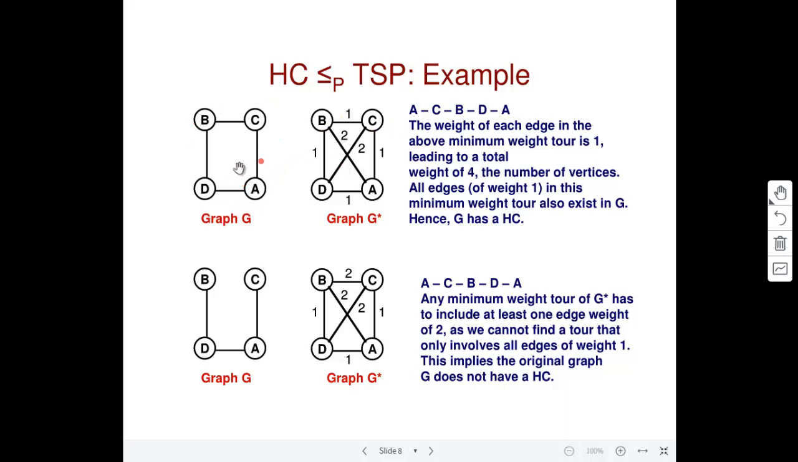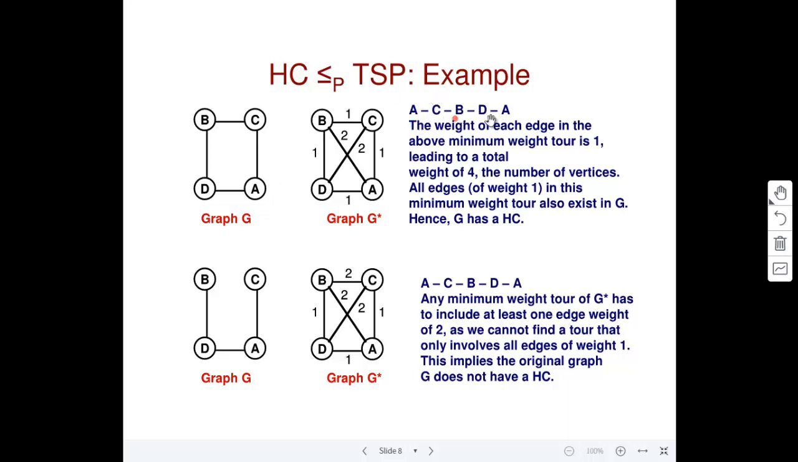Because the way we built this G star, which is the graph for the traveling salesman problem, is there's an edge if the edge weight is 1, if that edge is there in the original graph also. If the edge weight is other than 1, greater than 1, say in this case 2, then that edge is not there in the original graph.